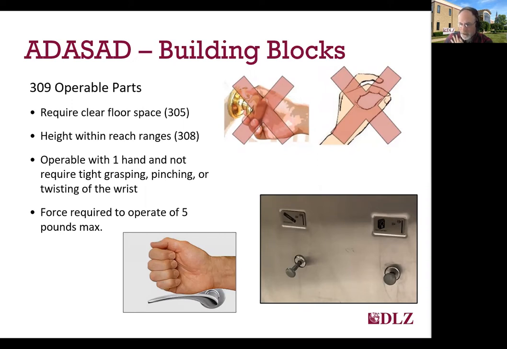Operable parts that require tight grasping, pinching, or twisting of the wrist are also not compliant. So things like round doorknobs or round faucet controls, door locks, some vending machines, and some other things just do not have compliant controls. And you can see in the photograph on the bottom right here, a feminine products vending machine in a restroom, which is very common, which requires someone to grasp and pull that knob to dispense the product, which would not be considered a compliant operable part. In addition, all those operable parts also must not exceed 5 pounds of force to operate them. And those are all part of that 309 building block.